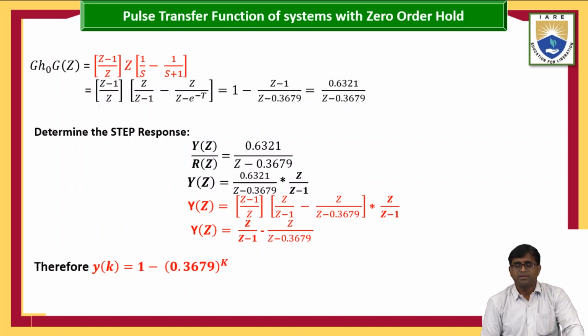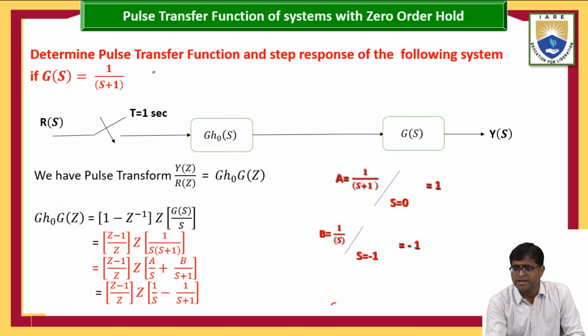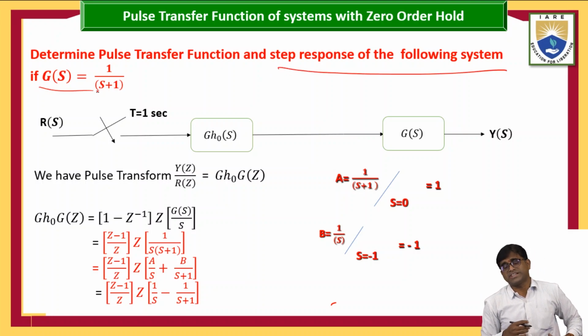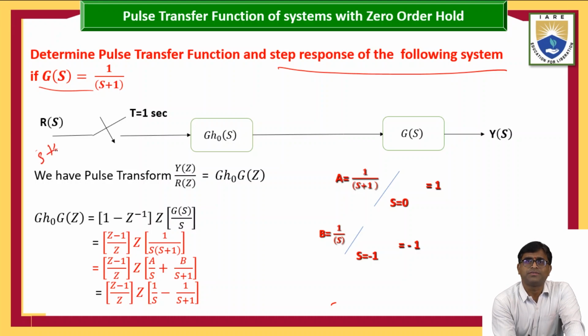Okay, after that we are going for the step response. This is your transfer function. But in the problem, they have given: determine the pulse transfer function and the step response of the system. They have given the step response, that is in the input side. Here I am giving the step response, that is nothing but R of Z's value.